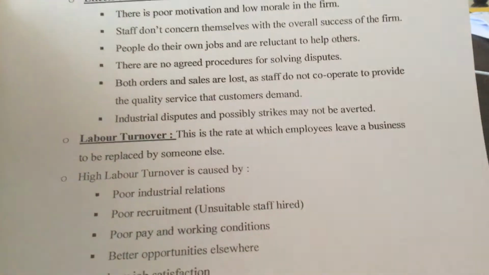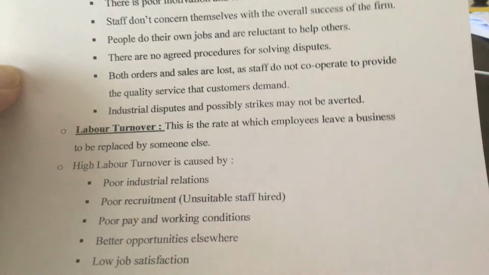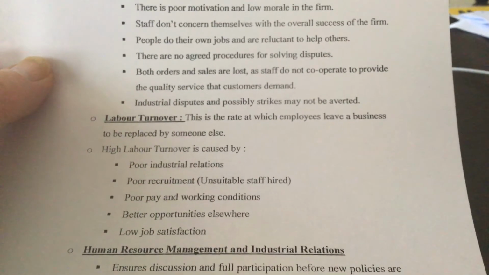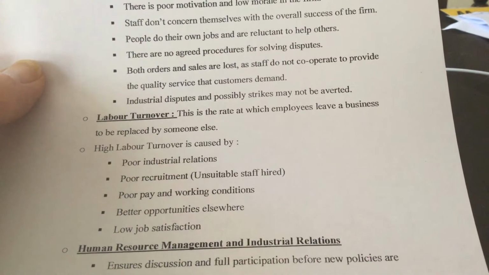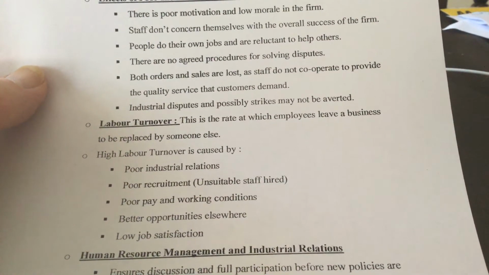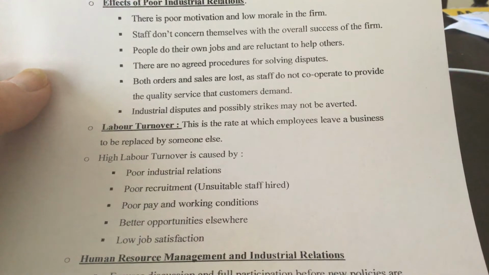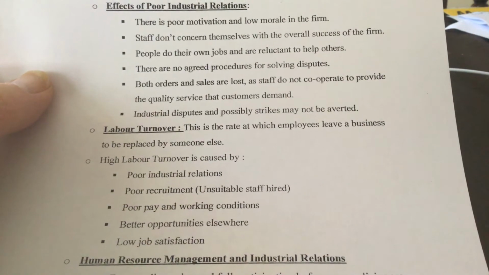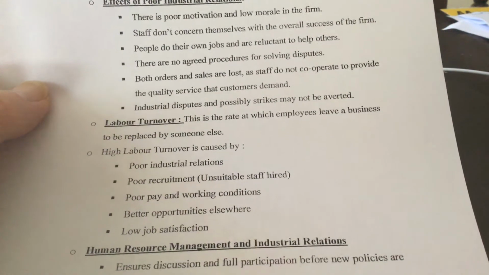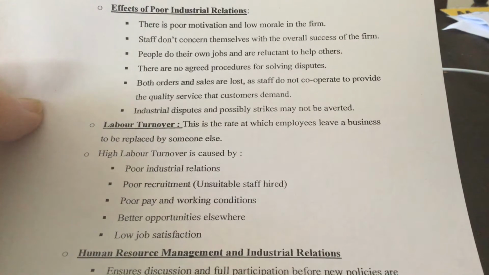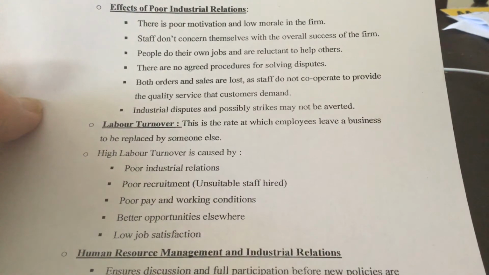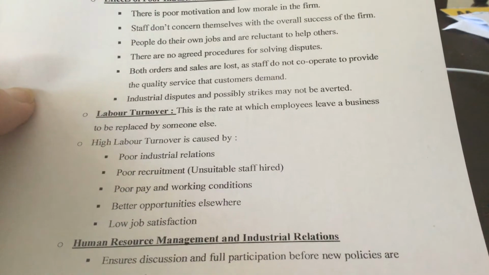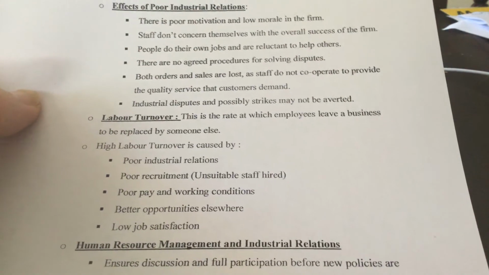Now, let's talk about labour turnover. This is very important. If we have good industrial relations, labour turnover will be low. So here's your definition. This is the rate at which employees leave a business to be replaced by someone else. So that would be measured by the number of employees who leave divided by the number of employees in the firm multiplied by 100. High labour turnover is caused by poor industrial relations, poor recruitment, i.e. unsuitable staff are hired, poor pay and working conditions, better opportunities elsewhere, and low job satisfaction.